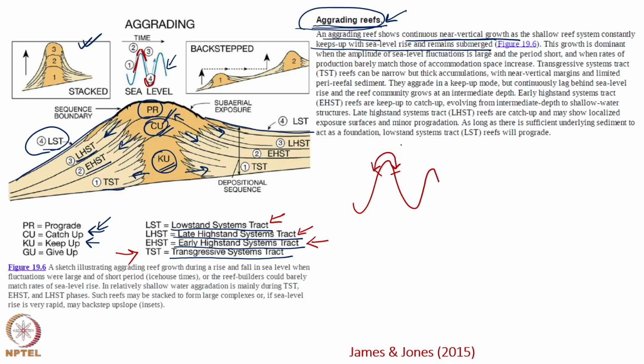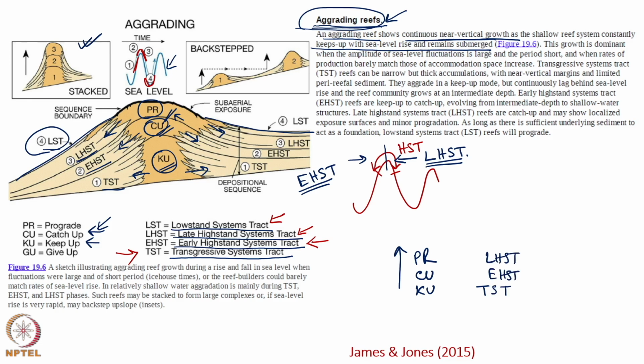This portion to this portion has been considered as high stand systems tract, and this portion has been broken into two parts, as this part as the early high stand systems tract and this portion as the late high stand systems tract. This early and late division I am showing first time in the context of reefs. So, vertically upward in case of an aggrading reef, the sequence is KU, CU and then PR, and corresponding sequence stratigraphic aspects are TST, EHST, LHST, and then over the top of PR is the LST.